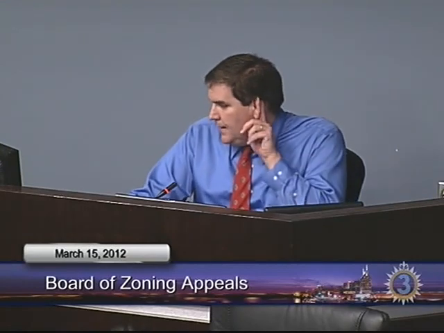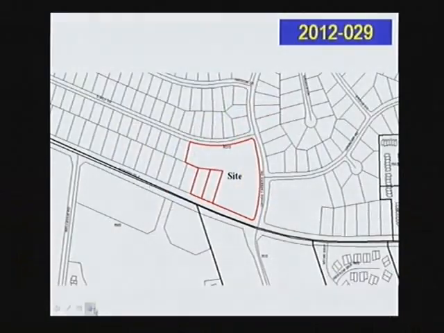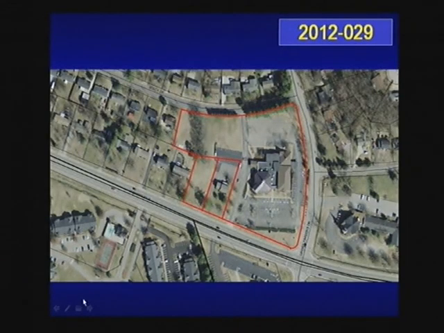The subject properties today involve these 3 parcels. This is at the intersection of Cross Timbers Drive and Highway 70 South in Bellevue. This is an aerial showing the existing layout of the church site.